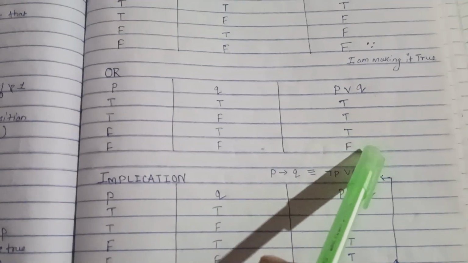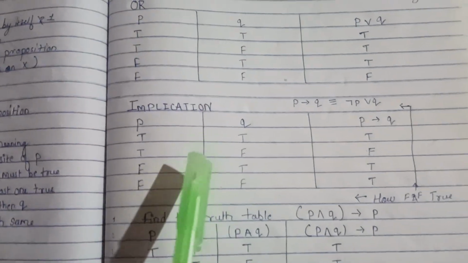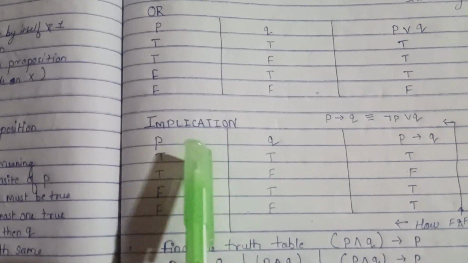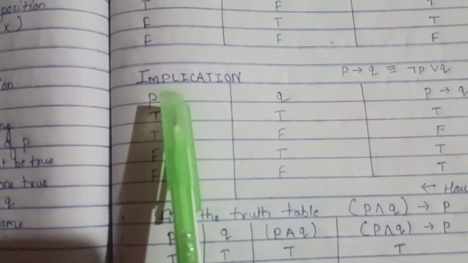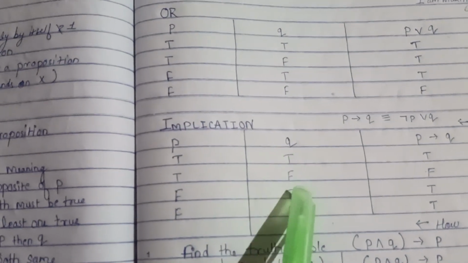If both are false, then it will be false, because we need one in OR. Then this is implication, or implies, which is if P then Q. So for P and Q, this will be the same as over here: true, false, tutti frutti, true, false.